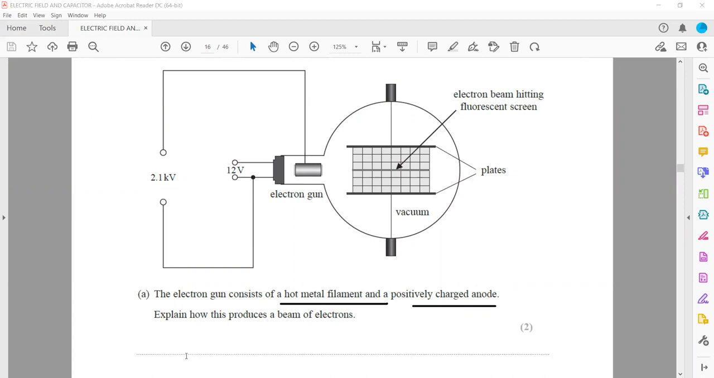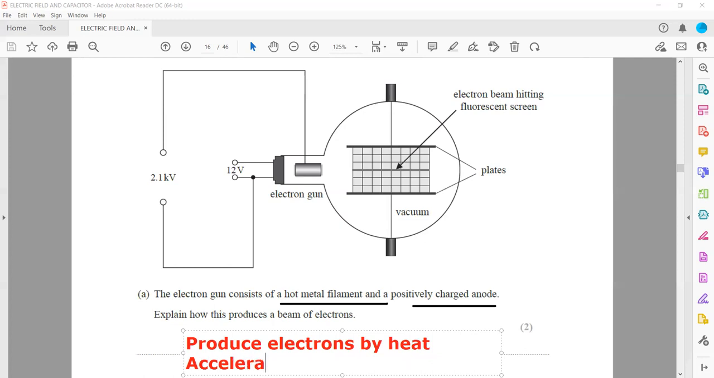So why is the hot metal there? It can produce electrons by thermionic emission, by heat. And why is there a positively charged anode? It is used to accelerate the speed of the electrons.